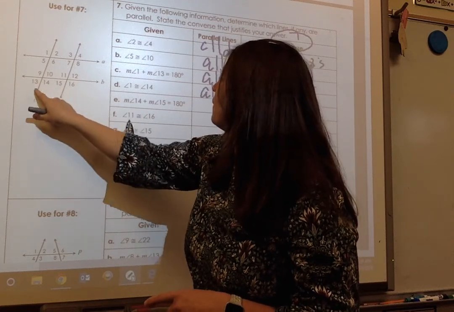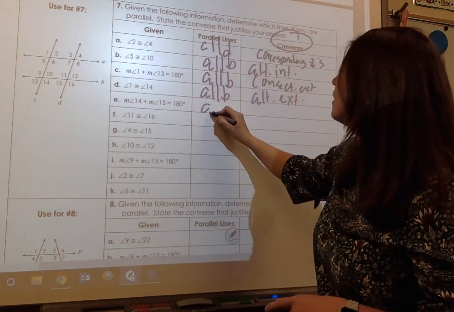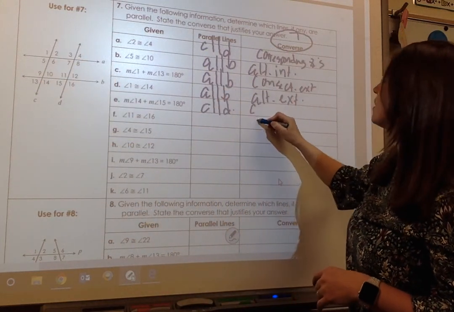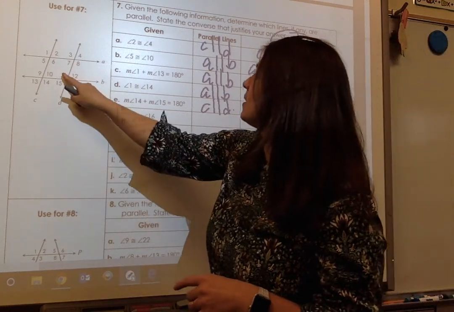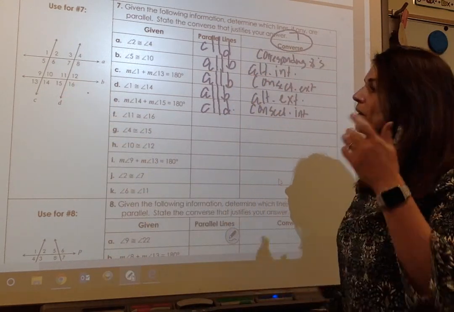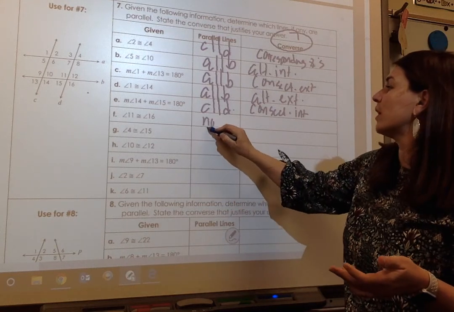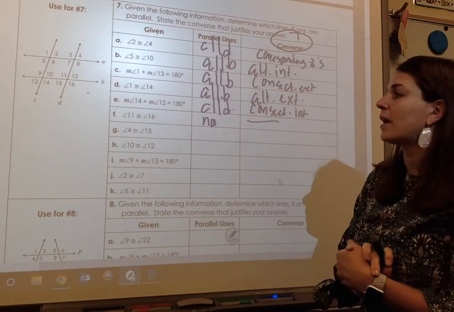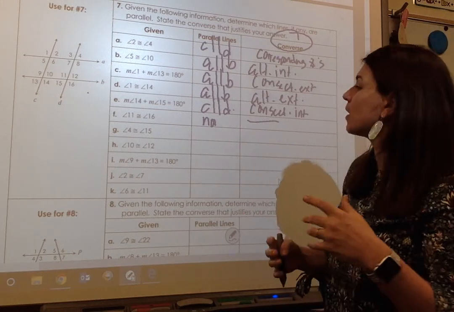14 and 15 right here, so 14 and 15 are adding up to 180. Then we know that lines C and D are parallel, and that's consecutive interior. Angle 11 and 16, all we know about angles 11 and 16 is that they're vertical angles. So there is no relationship, and I can't make a converse because vertical angles aren't a converse statement.